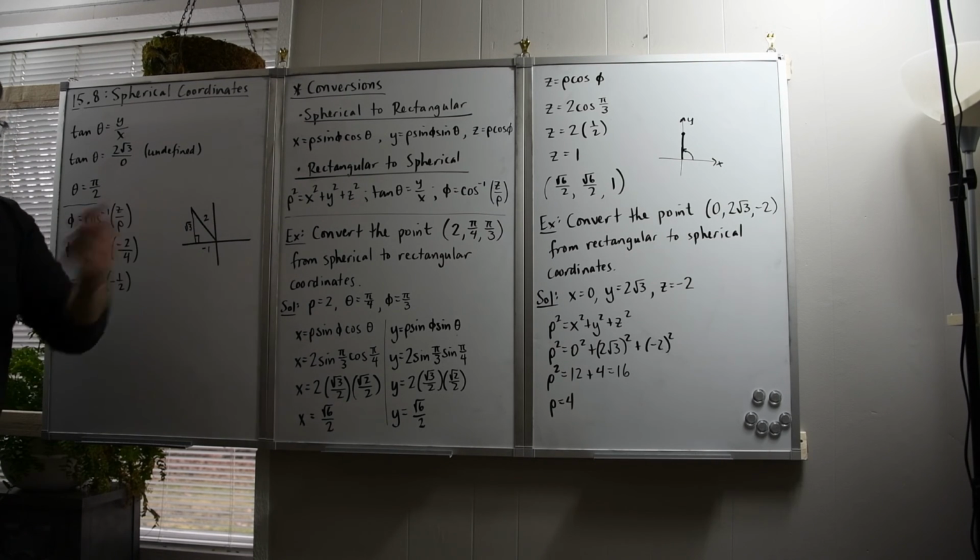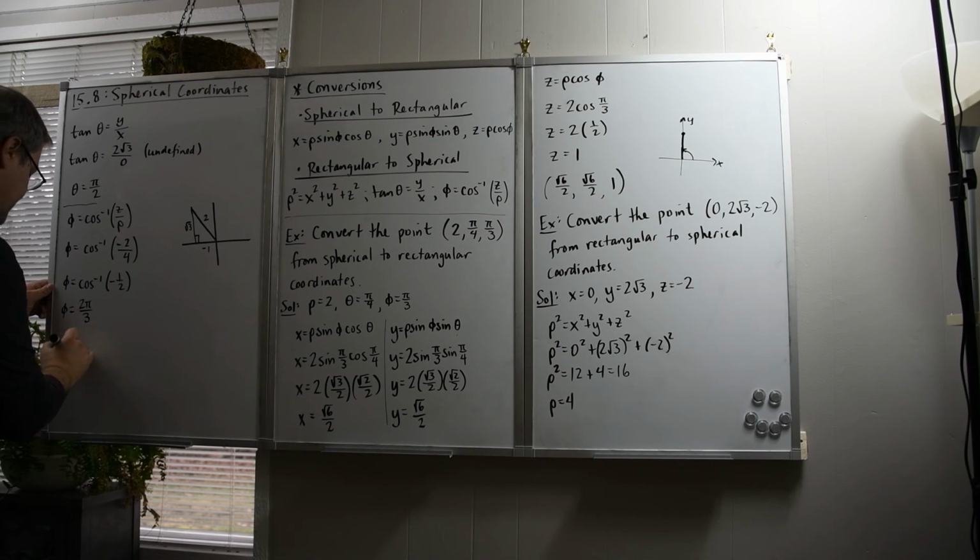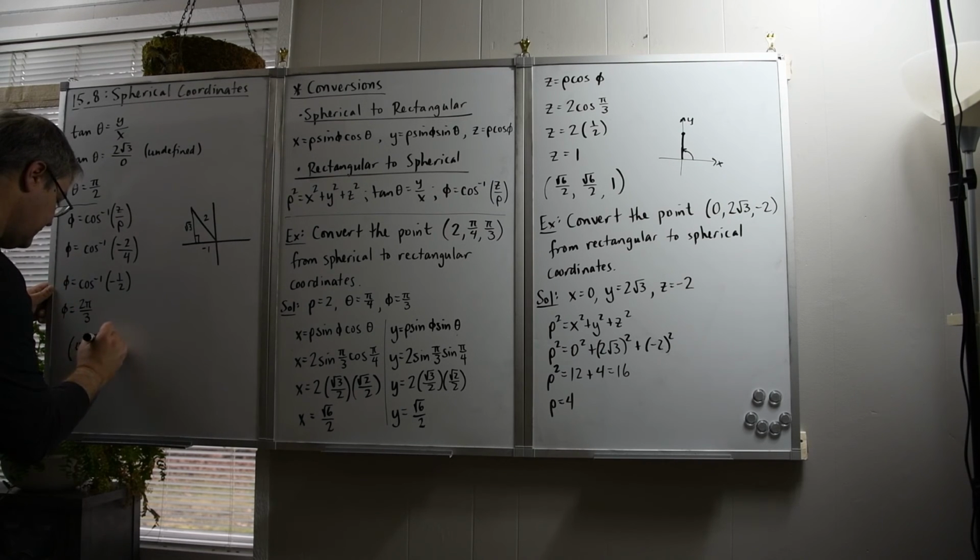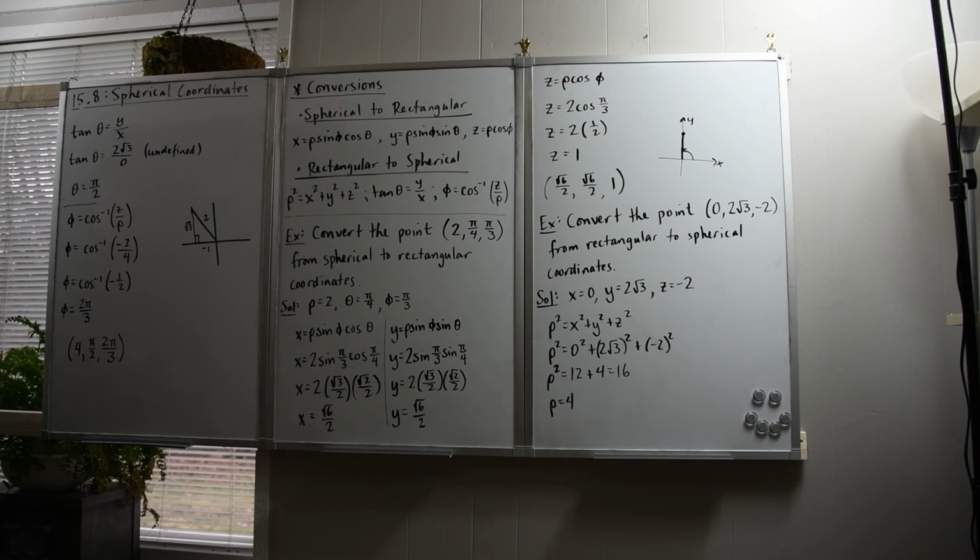And so when we convert from rectangular to spherical coordinates, remember we have rho, which is 4, we have theta, which is pi over 2, and we have phi, which is 2 pi over 3. So this will be our representation based on the work here for our point in the spherical coordinates.